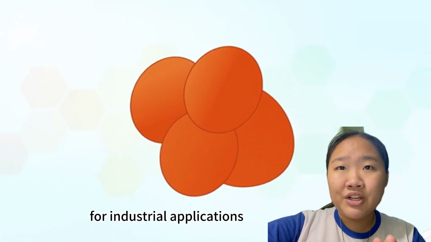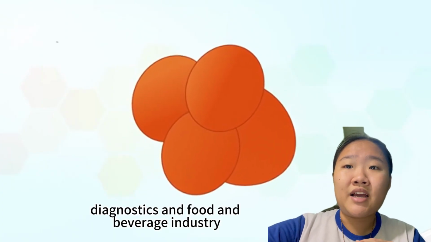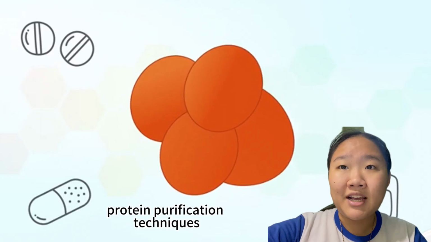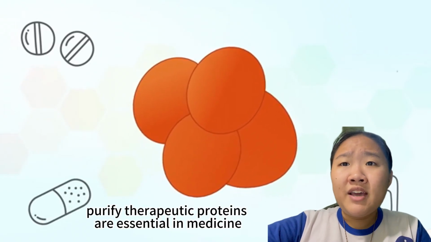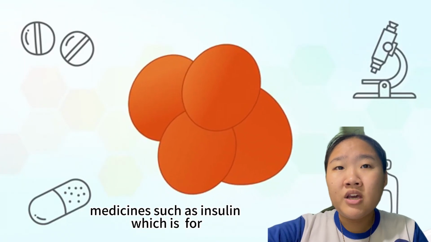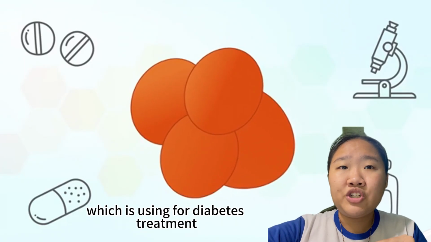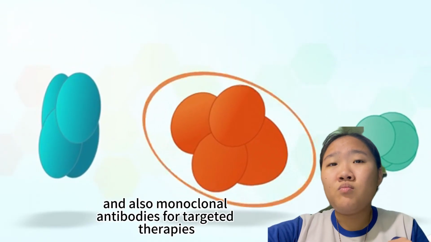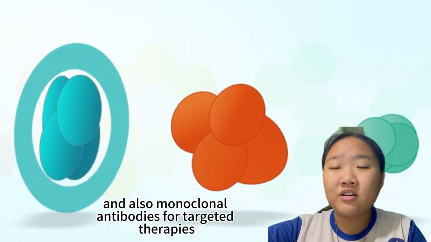For industry applications, biopharmaceutical production, diagnostics, and the food and beverage industry are examples of using protein purification techniques. First of all, purified therapeutic proteins are essential in medicine, such as insulin, which is used for diabetes treatment, growth factors used for cell therapy, and also monoclonal antibodies for targeted therapies.